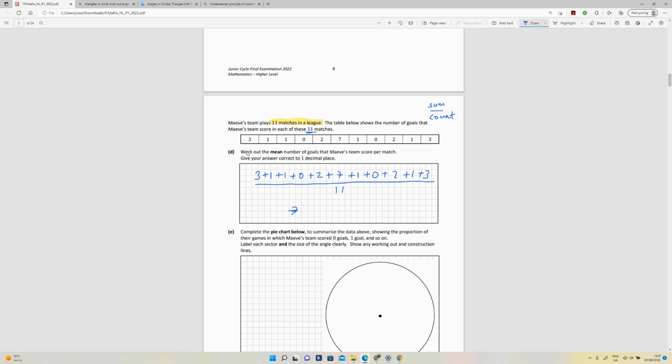So the answer then is 1.9 goals per match.